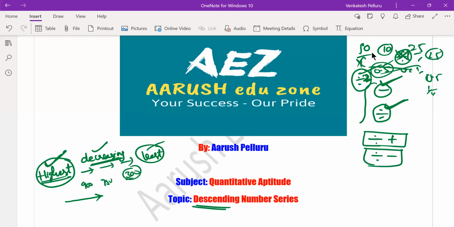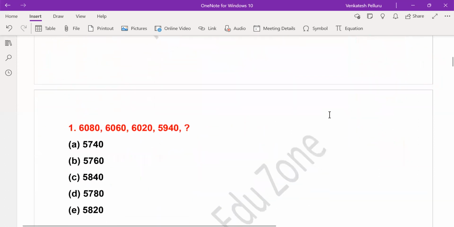So these are the 4 possibilities or 4 probabilities that generally result in the formation of a descending order number series or descending number series. Okay, now let's move to the questions.